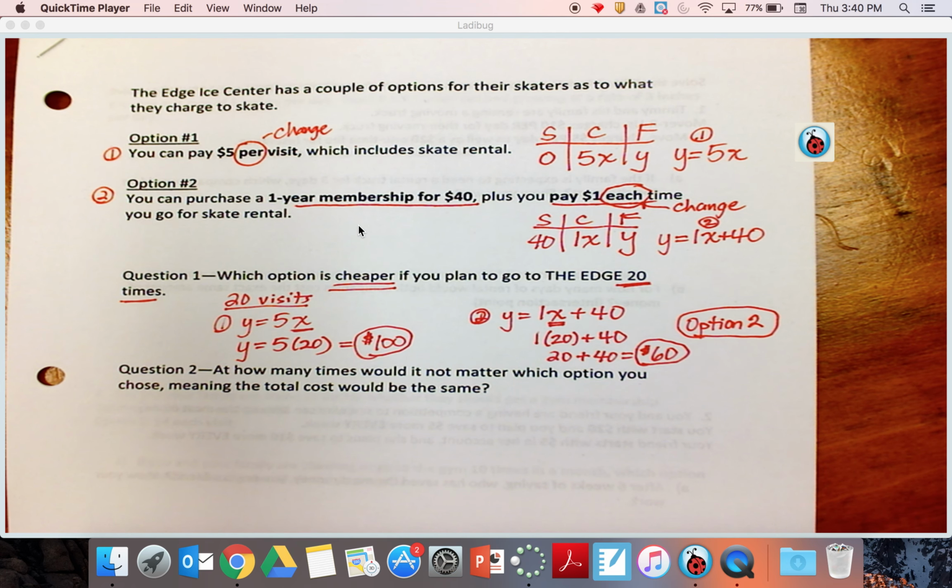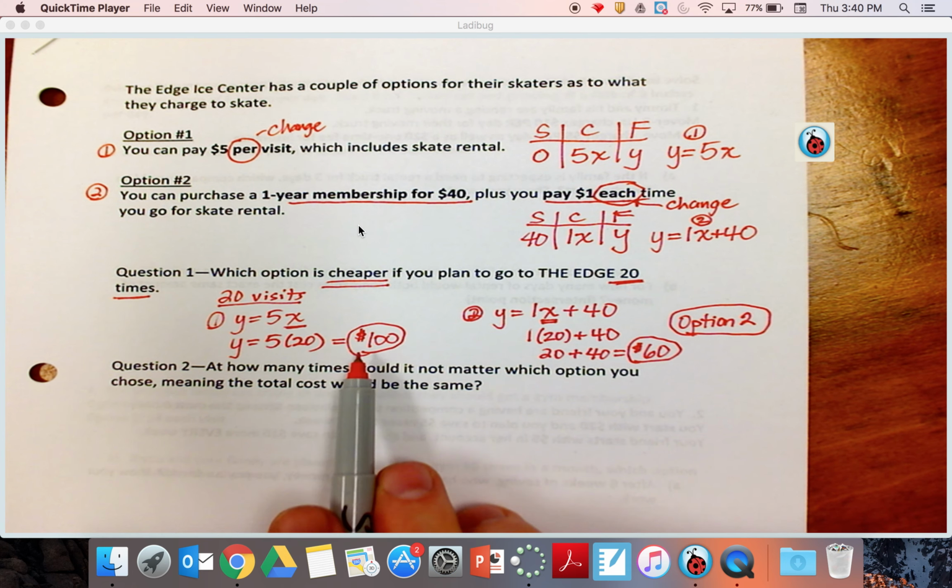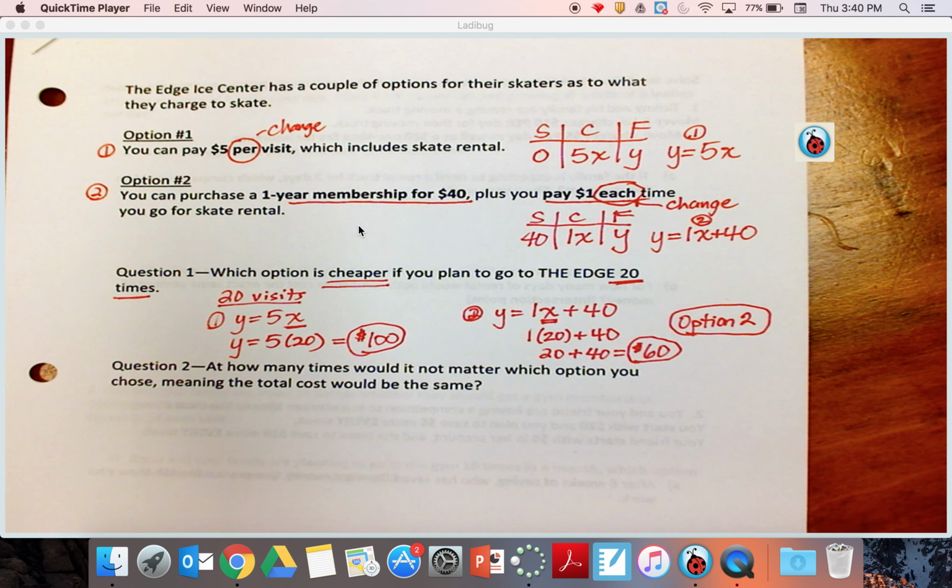So if I want to go to the edge 20 times, I would select option number 2 because it only costs me 60 bucks, while this one costs me $100. So that would be my solution there for that first question.